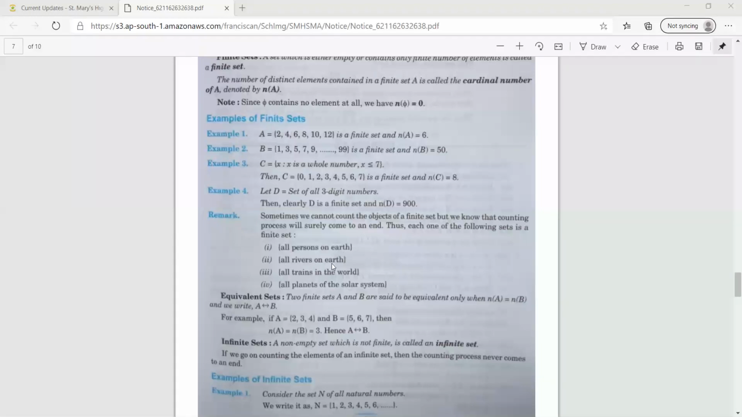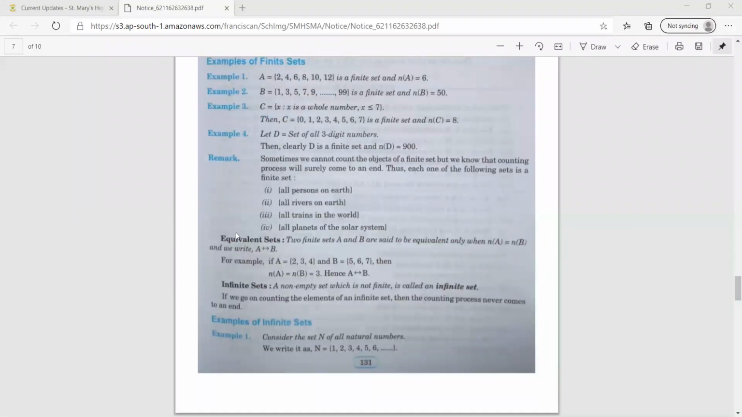All the rivers on the earth. Again, same thing, you can count. It is countable. It's going to be difficult. It may seem impossible, but it is possible to count. Therefore, it is a finite set. All trains in the world, again countable, though difficult. Next, all planets of the solar system, again countable. Therefore, it is a finite set.